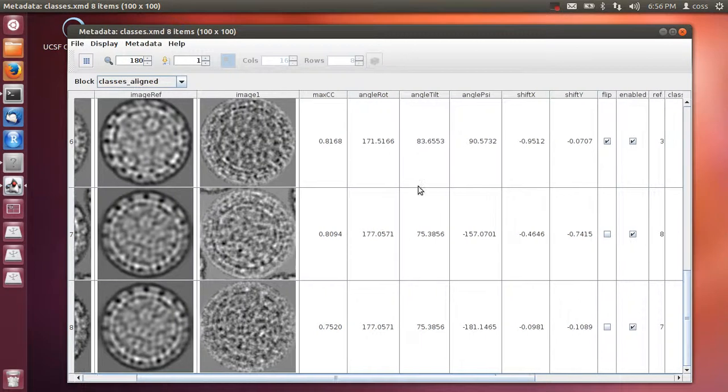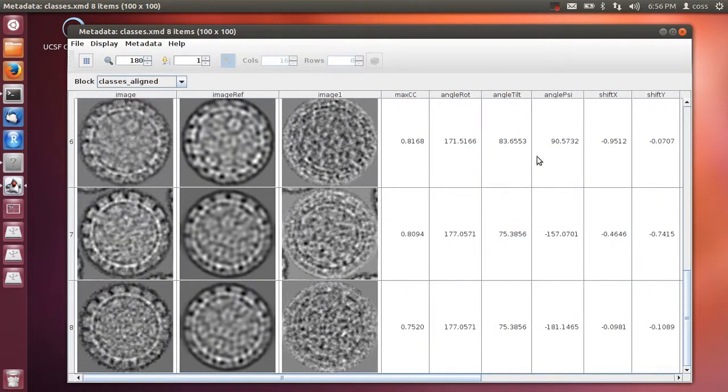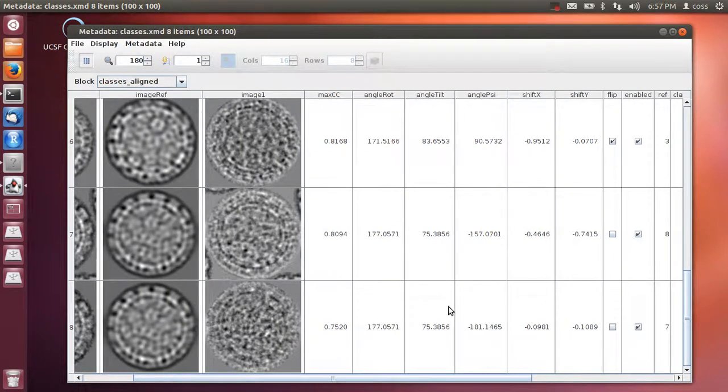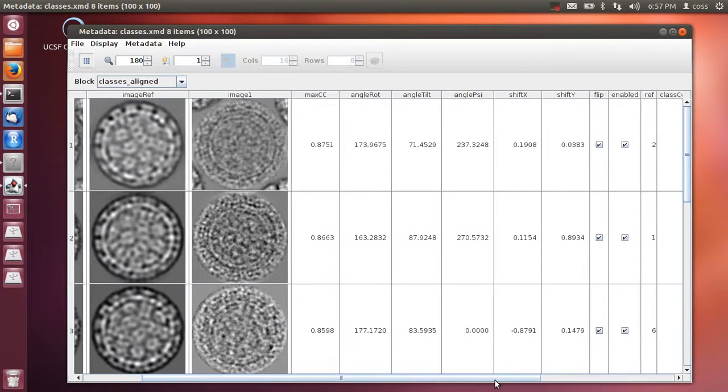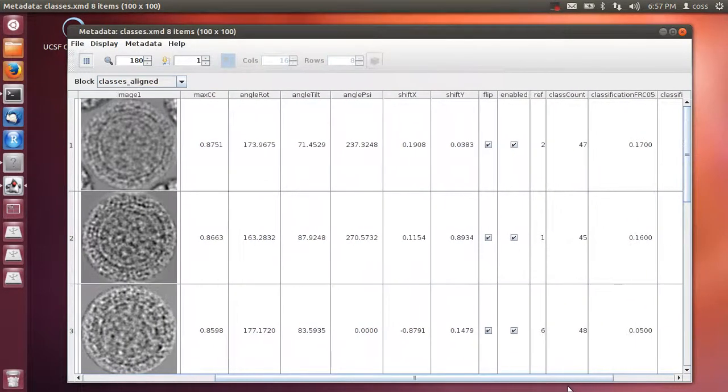Here are the alignment parameters. So these parameters here define from where you are looking at the volume. So this class corresponds to a view that is seen from these Euler angles. And interestingly, here you have the tilt angle. The tilt angle is normally rather important for identifying the projection direction.